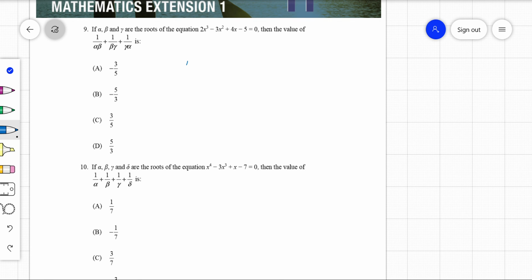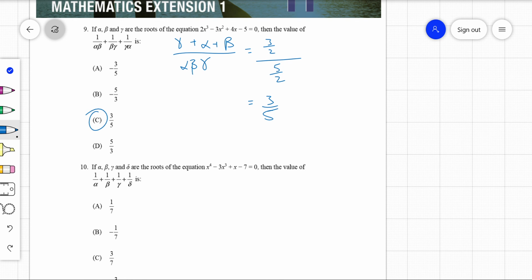If I make a common denominator, which would be alpha, beta, gamma, the first one is missing gamma, the second one is missing alpha, the last one is missing beta. So it's just the sum on the product. Now the sum is negative b on a, which is 3 on 2. And the product, negative d on a, is 5 on 2. They're both on 2, so it's 3 on 5. So C.